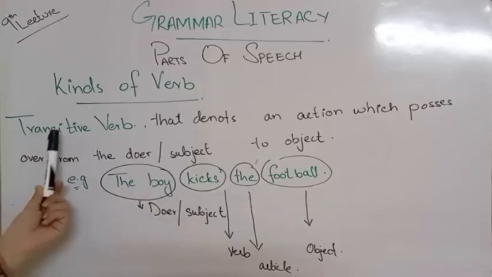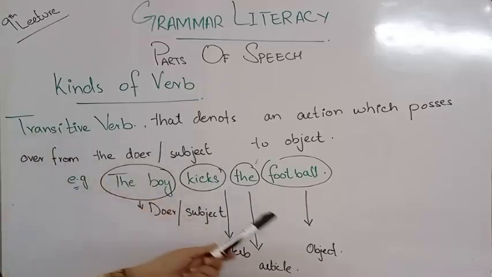It's a transitive verb because it requires an object to perform an action. I hope you're clear about the transitive verb. I'm going to give you another example so that you will understand it very well.